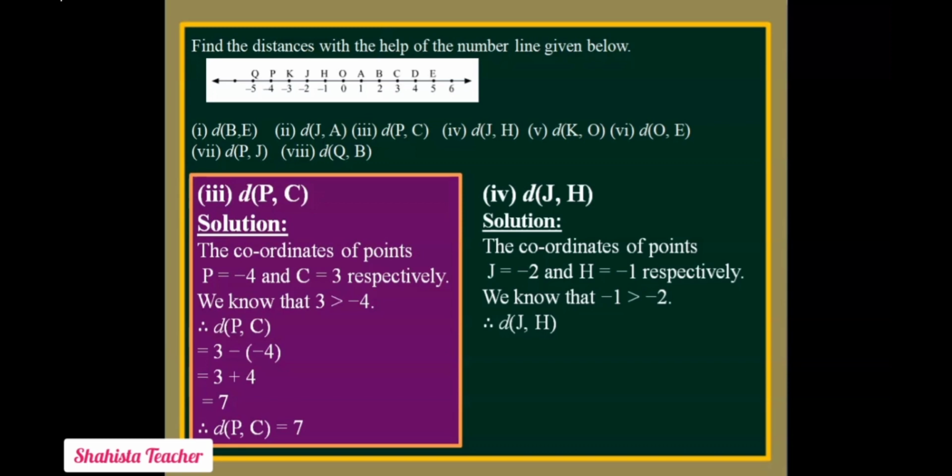Which number is greater? -1. So the number which is greater, we write that number first. So -2 is equal to -2. This sign is for distance. And -2 is -1 minus -2 inside the bracket. Here -1 is greater. So -1 we will write first.